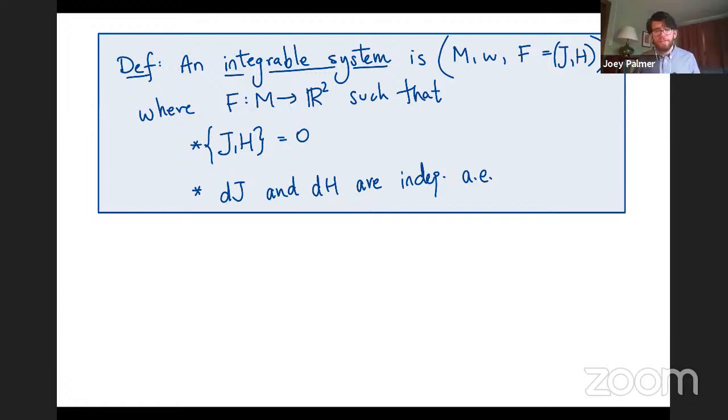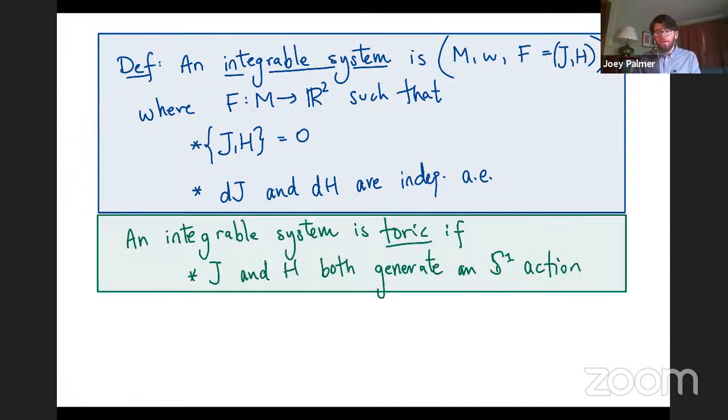So that's sort of where they started, but now they show up all over the place. And in particular, sort of the nicest, to me at least, type of integrable system are the integrable systems that are called toric integrable systems. And so I'll describe this by saying that J and H both generate an S1 action.